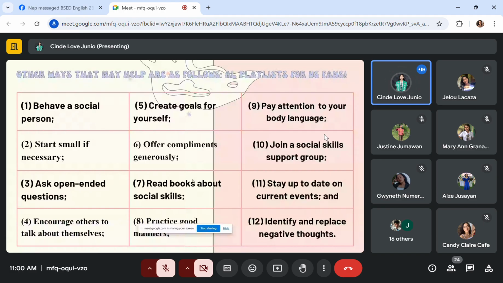And the last one is identify and replace negative thoughts. So you're going to replace your negative thoughts, avoid self-doubt, and build confidence. So instead of thinking I'm bad at conversation, you can tell yourself that I can improve with practice.